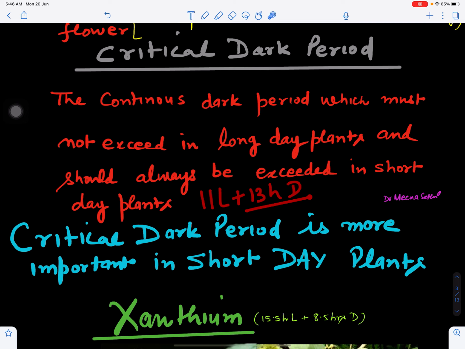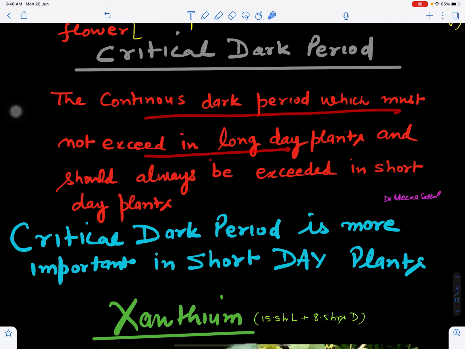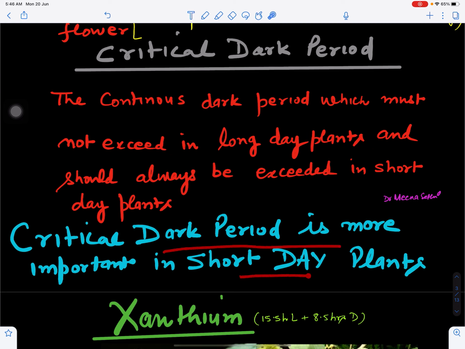So the continuous dark period should not be exceeded, right? In the continuous dark period, which must not be exceeded in a long day plant and should always be exceeded in a short day plant. So the critical dark period is also important in a short day plant.